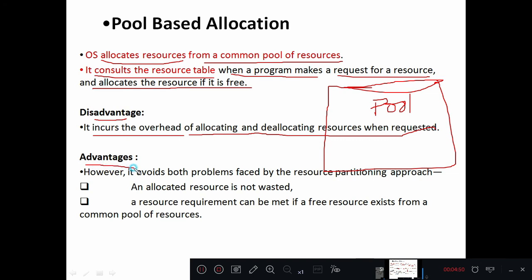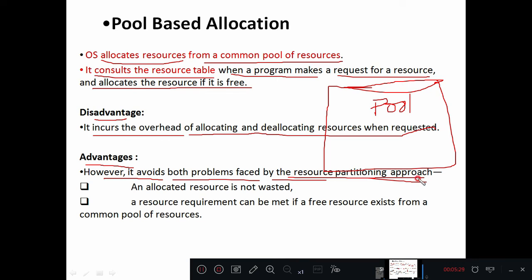Next, what are the advantages here? The big advantage is that resources cannot be wasted. It avoids both problems faced by the resource partitioning approach. What are the problems associated with the resource partition approach? In case of resource partition, wastage of resources is bound to happen, because even if the user doesn't want a particular resource, that partition may have that resource, and it will be allocated to the user, right?